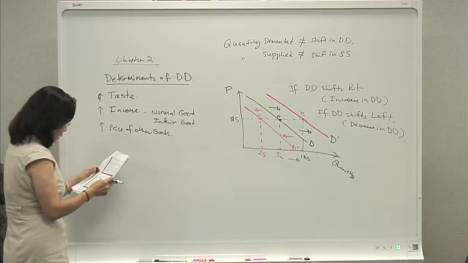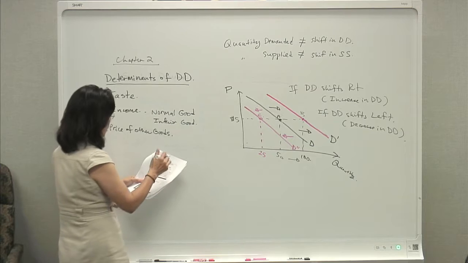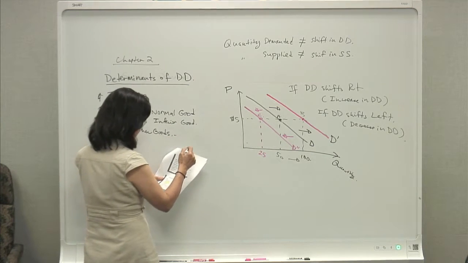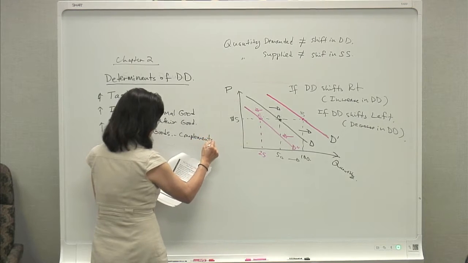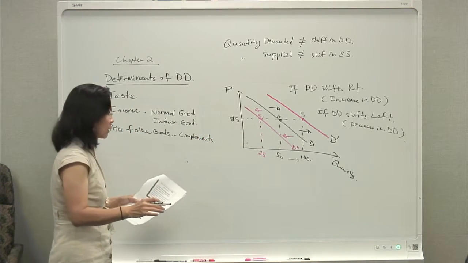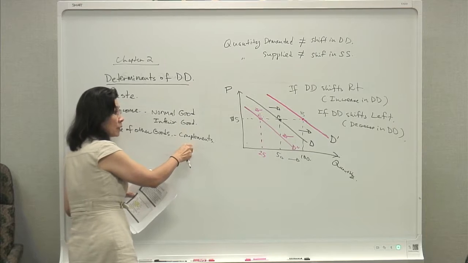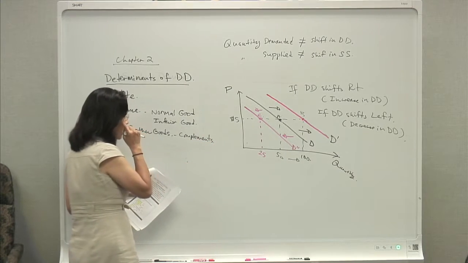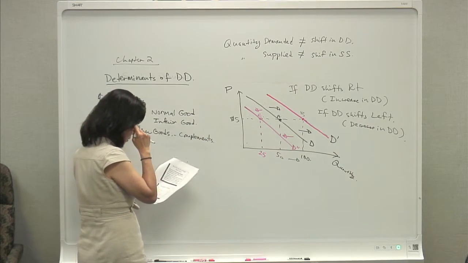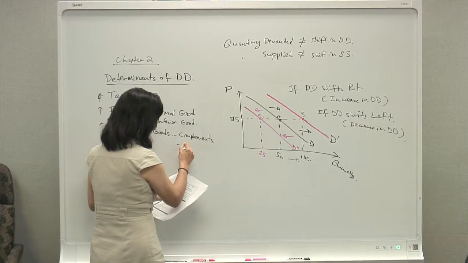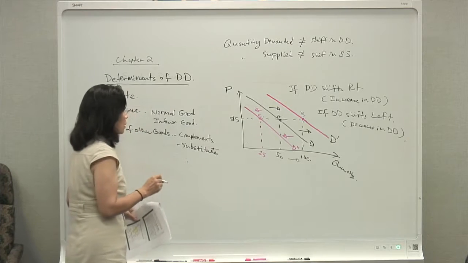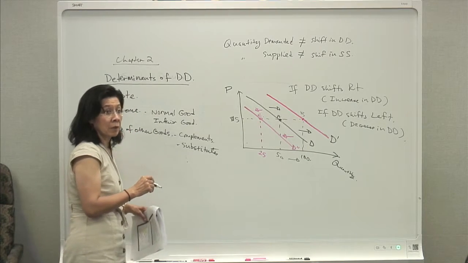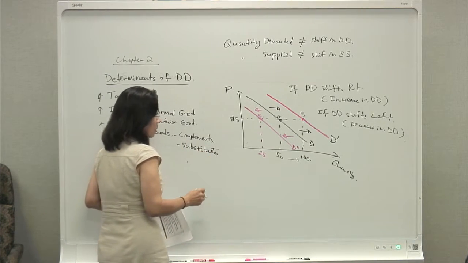Now, the price of other goods. There are two types of goods that we are concerned with here. One is called complement goods. Now, this is not "free good" spelled with an I; this "complement" is spelled with an E. So, what's a good example of complements? For example, cereal and milk.